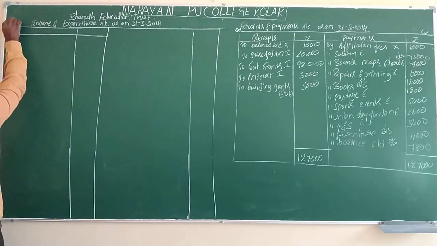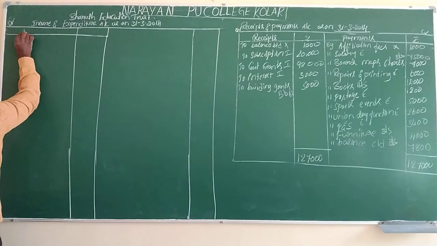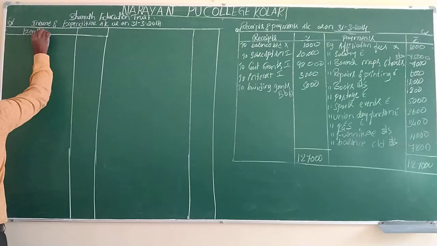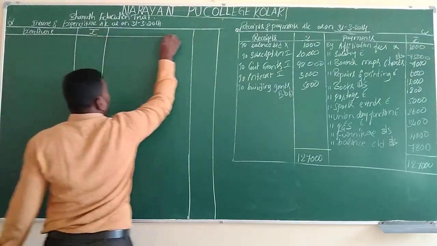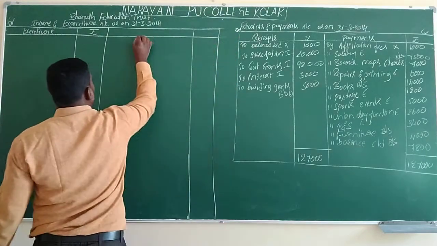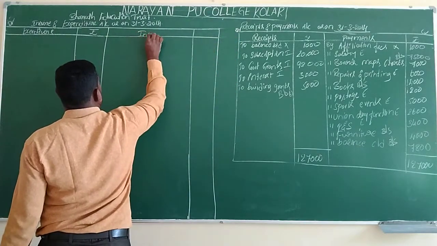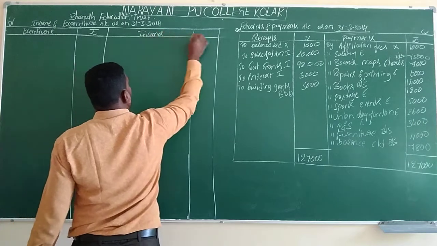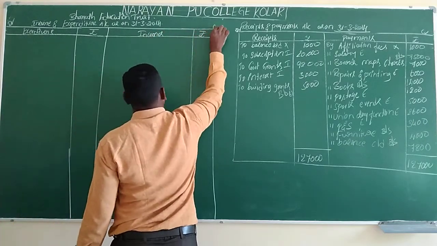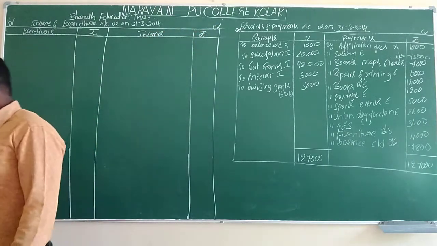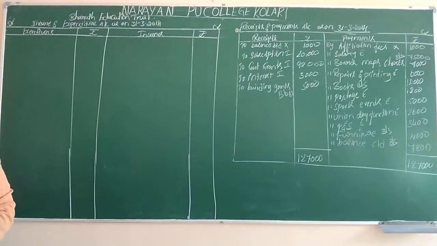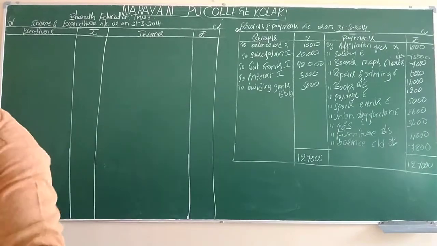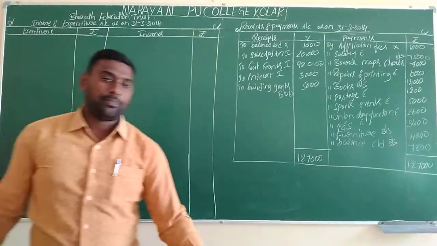We will fulfill the conditions. Debit side, expenditure amount, incomes amount. Debit and credit we have to write compulsorily. So first we have to fulfill the conditions. Later on we have to move to the solution only.